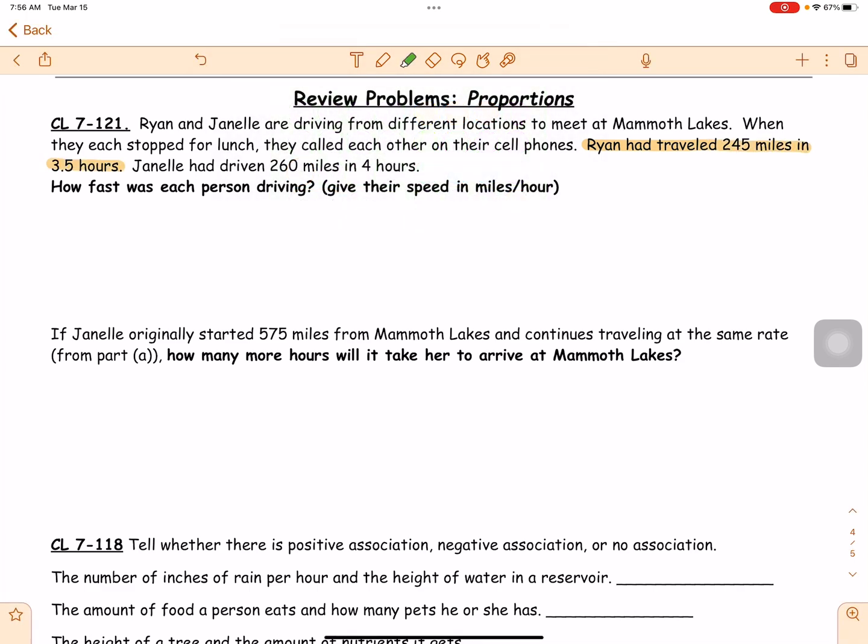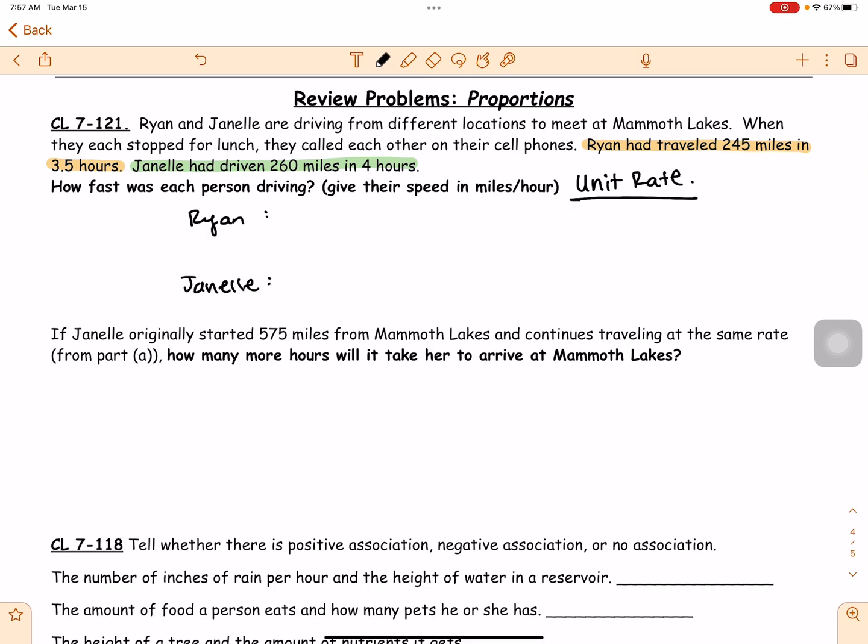And Janelle had driven 260 miles in 4 hours. How fast was each person driving? Give their speed in miles per hour. So this is otherwise known as the unit rate. Okay. So we're going to set up for Ryan and for Janelle.